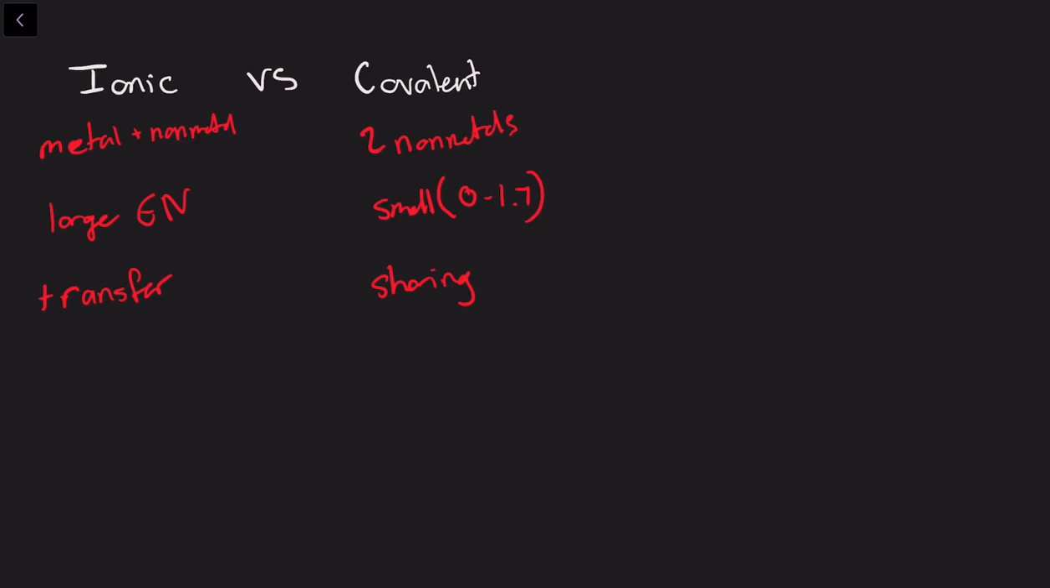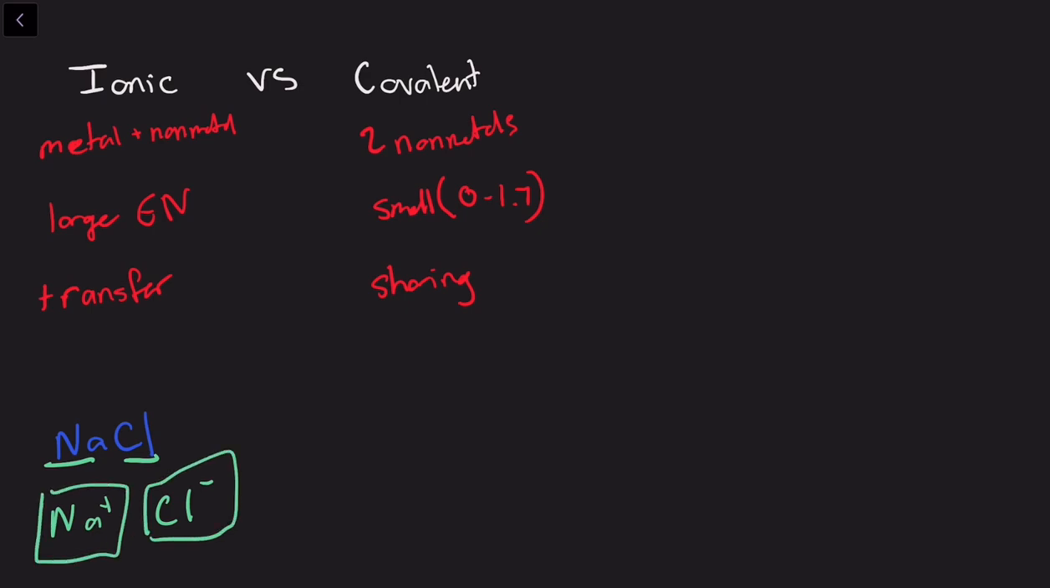So let's look at our first example of NaCl, sodium chloride or table salt. Would this be ionic or covalent? Well, here we have sodium and chlorine. Sodium is a metal. It is our Na+ with our Cl-. We have a nonmetal in the chlorine and a metal in the sodium, making this ionic.